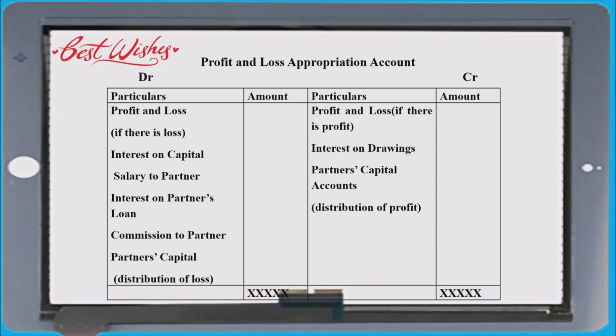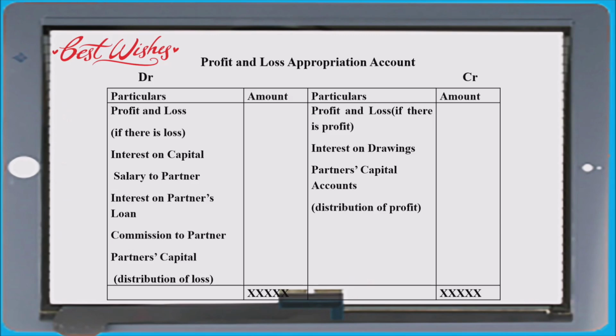You have to remember, on the credit side, the profit balance will be there, then interest on drawings comes. And if there is a net loss, that will come on the debit side. Then the items related to the partners, interest on capital, salary to the partner, commission to the partner, and then reserves, will come. Interest on partner's loan will not come in this account. That will be treated as a charge. And all these things will be recorded, and we will find the divisible profit.